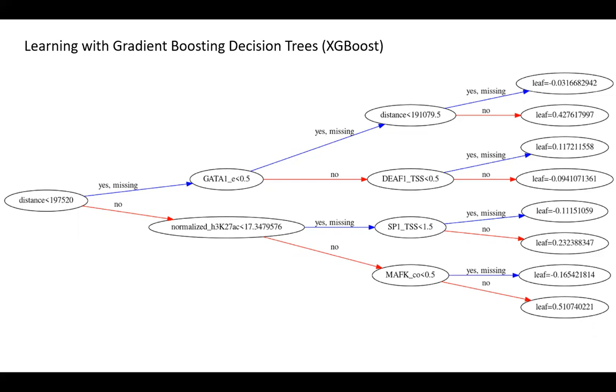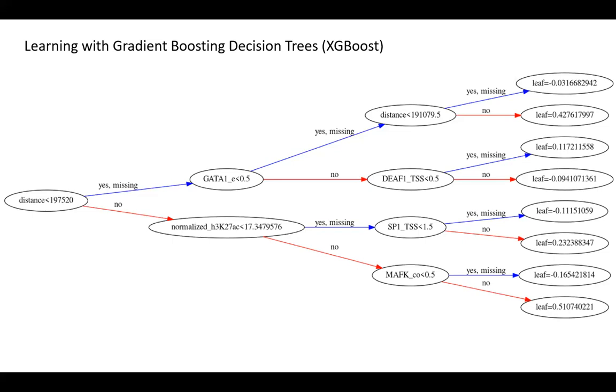So you do, is the genomic distance less than 190,000 bases? If it's yes, it goes this way. If it's no, it goes that way. Is the histone modification signal less than 17? If it is yes, it goes this way. If it goes no, it goes that way. Is it binding SP1 in the transcription start site? Yes, no. So it's very similar to if you were to draw a decision-making process in your head for whatever decision you're making, right? The machine is making the same decision.